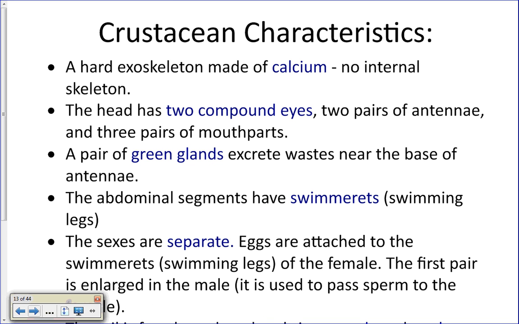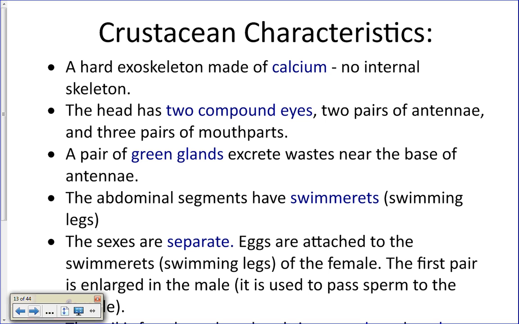So the characteristics of this subphylum, they're going to have a very hard exoskeleton, that hard crust. What they have is actually an exoskeleton that's made out of chitin, and then they also fortify that exoskeleton with calcium, which makes it stronger and harder, which gives it that hard outer crust. Their head will have two compound eyes, and then 2 pairs of antennae, and then they will typically have 3 pairs of mouth parts, which they will use to pull food into their mouth. They're also going to have green glands, which are a special organ that excrete wastes for the crustaceans, and those are found near the base of their antenna.